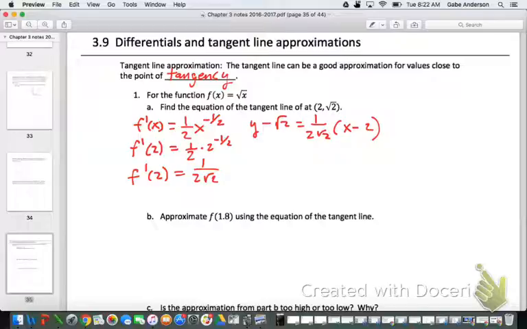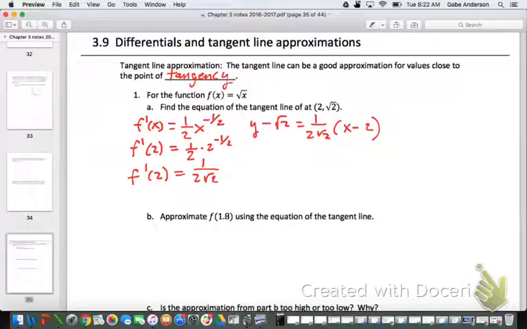Okay, so any questions on that part right there? We're good? Okay, so then moving forward, let's take a look at part B. Part B says, approximate f of 1.8 using the equation of the tangent line. I would like to show you again what we're really doing here.